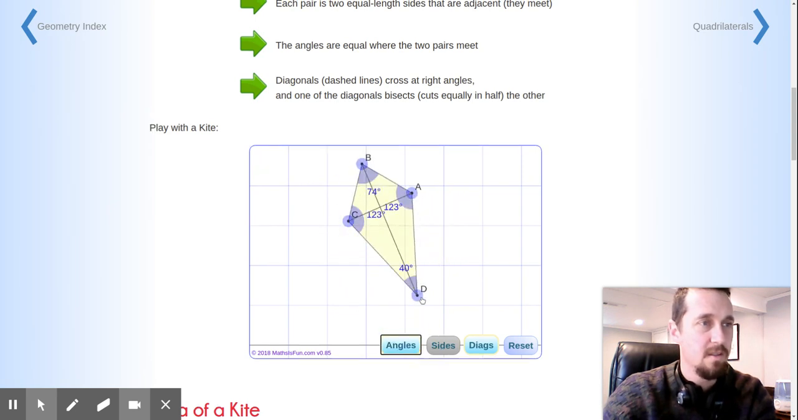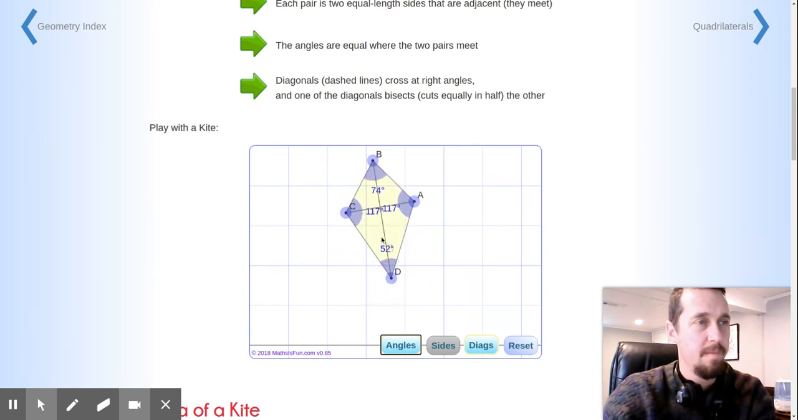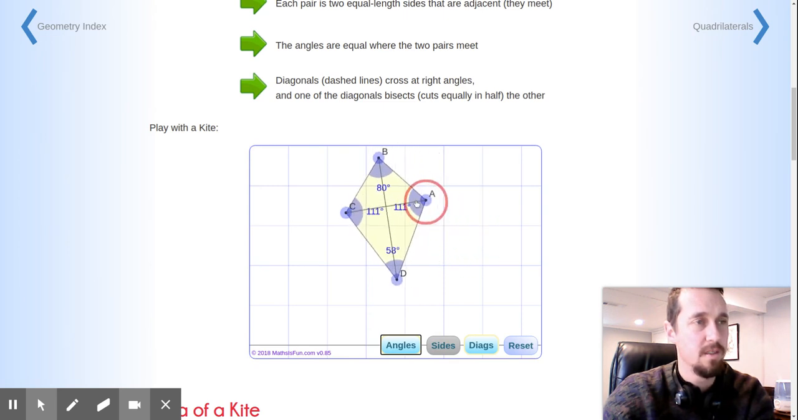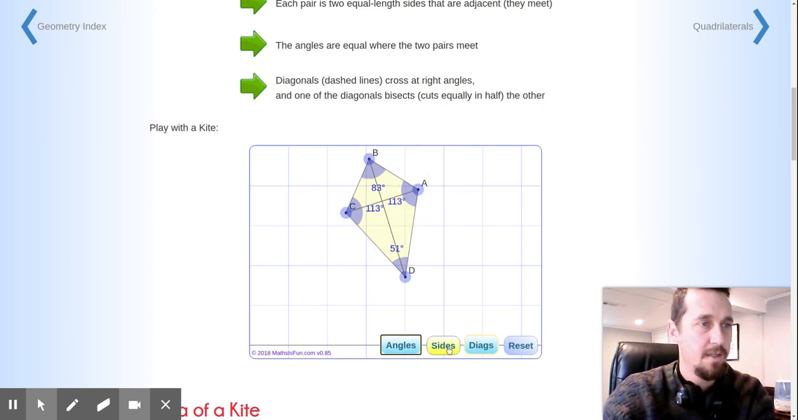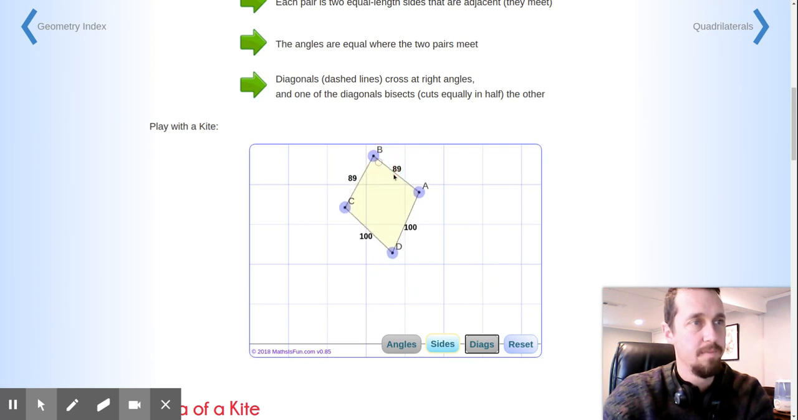You'll see if I show the angles that angle A, B, and D change, and they're different. But A and C, no matter what I do to this kite, A and C always stay the same. That's one of the properties of kites. And you can see if we look at the side lengths, that these two longer sides are the same length. And then the two others, you have two pairs of congruent sides, no matter how this gets moved around.